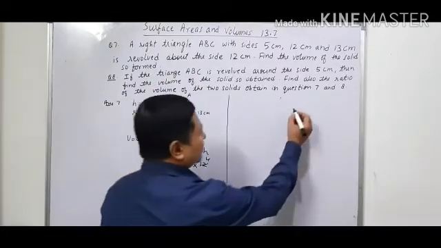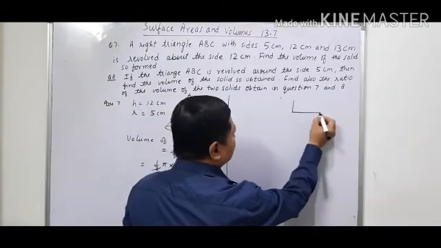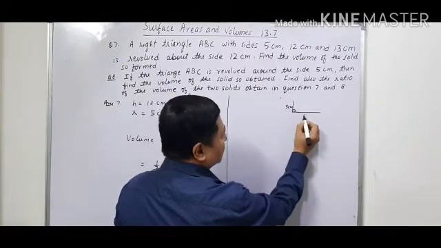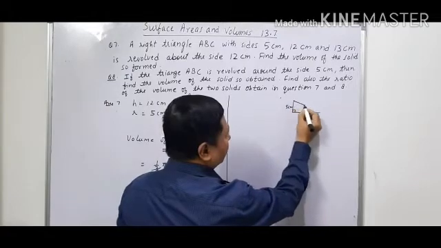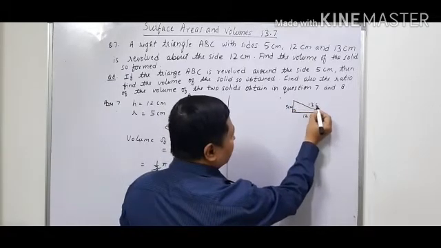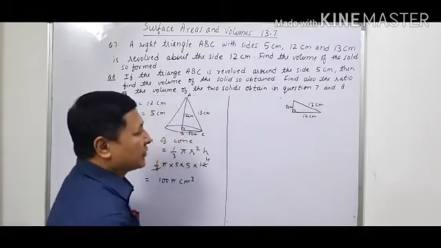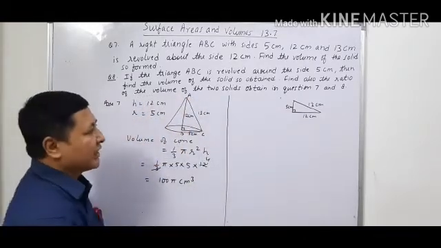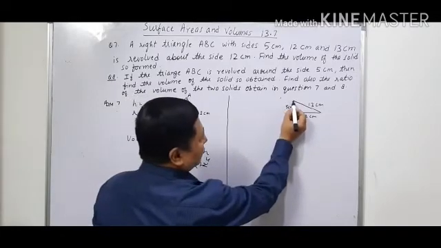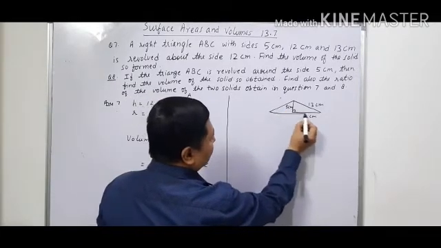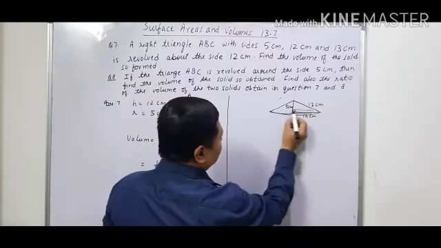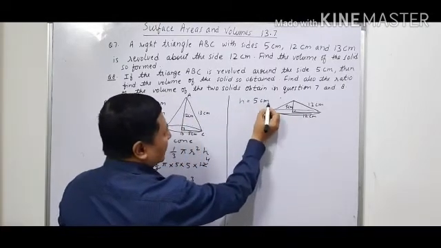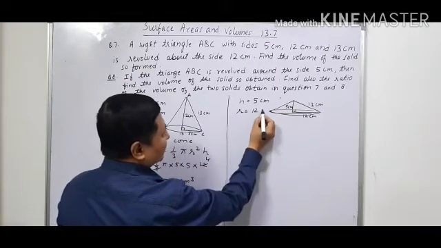Now in question number 8, if the triangle ABC is revolved around the side 5 centimeter, that means this is revolved around the 5 centimeter. So this is 5 centimeter and this is 12 centimeter and the hypotenuse is 13 centimeter. This is a right angle triangle. So it will become like this, the cone will be like this. So here the height will become 5 centimeter and the radius will become 12 centimeter.